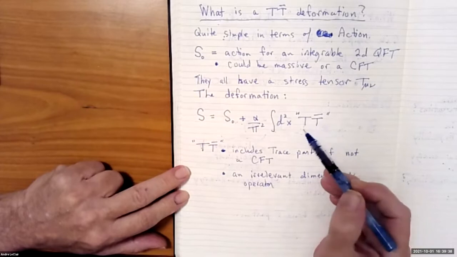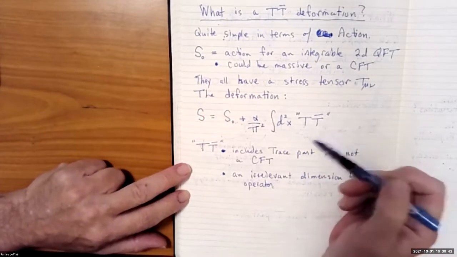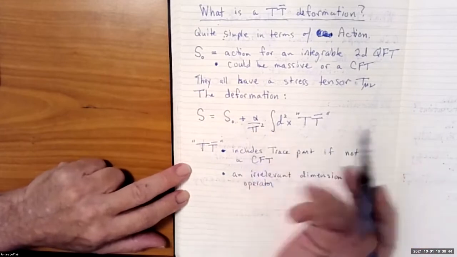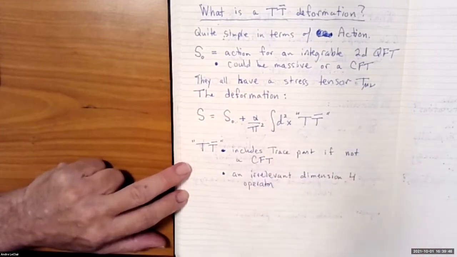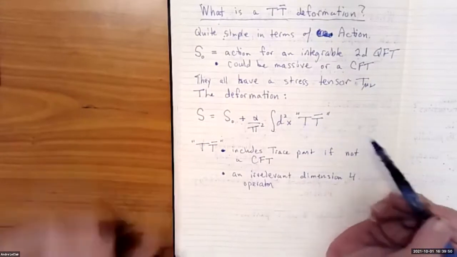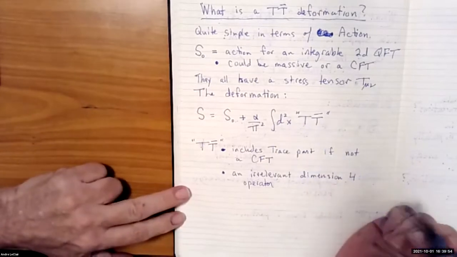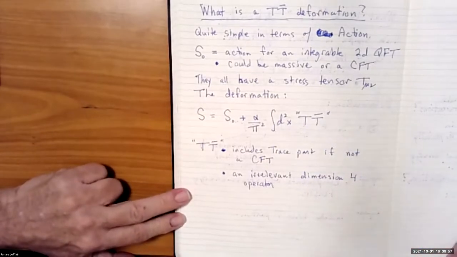Here I just mean these are the components of the stress tensor. To be a little more specific, if this is a massive theory, you have to include the trace here, but I think everybody here knows that. So the point is it's an irrelevant operator, dimension 4. So alpha has units of 1 over mass squared.